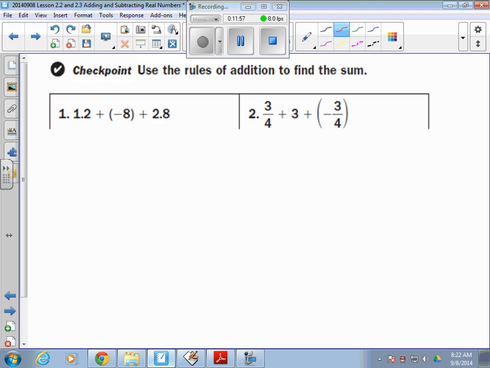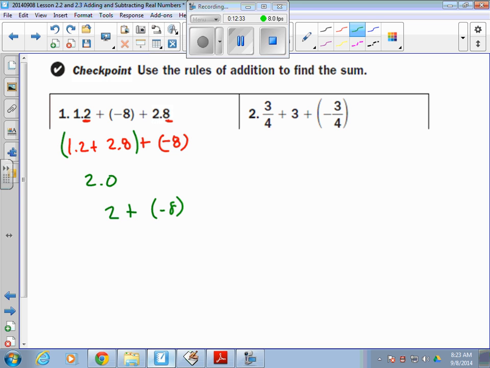Okay, here's your checkpoint problem. 1.2 plus negative 8 plus 2.8. Notice 1.2 and 2.8 add up to 4.0. So it's better for you to use the commutative property: 1.2 plus 2.8 plus negative 8. Because when you associate these two first, you're going to get a whole number out of that. 8 plus 2 is going to be 10, and when you carry it, 2 plus 1 is 4. So 4.0 is the same thing as 4 plus negative 8.